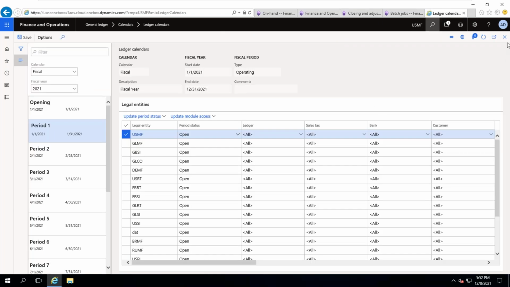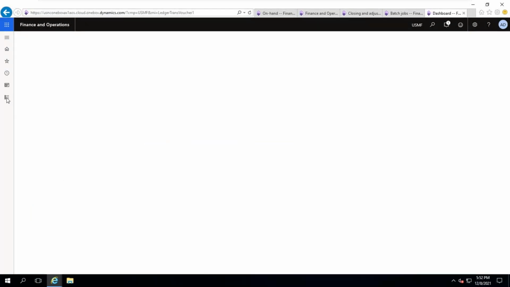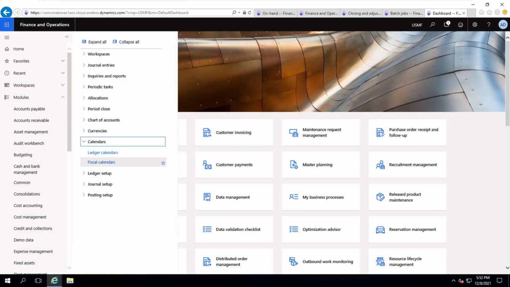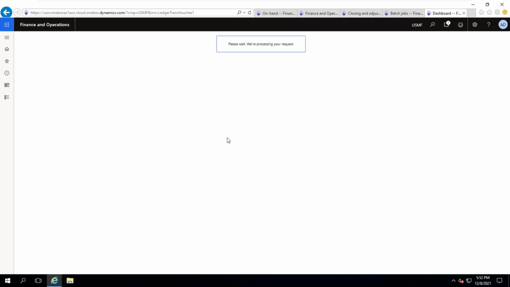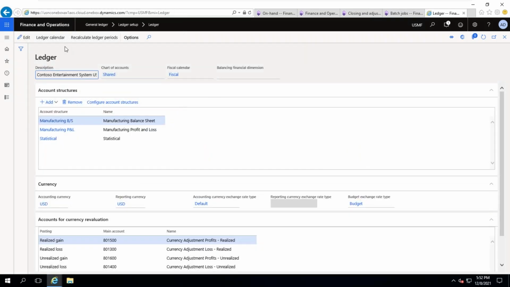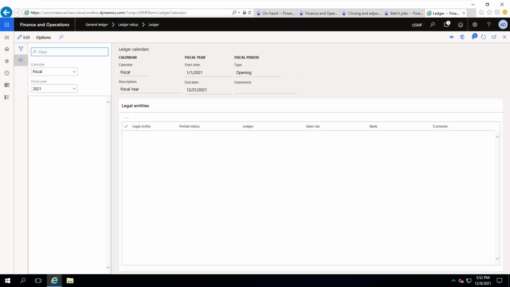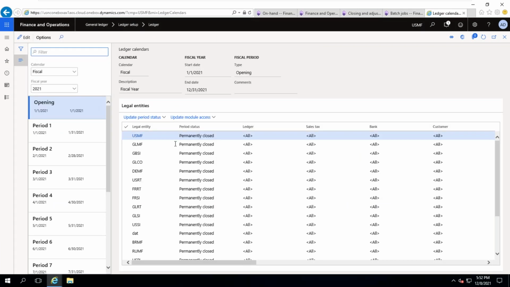So this one you can see from the same thing. You can see from the ledger form. Always I'm telling you, ledger, ledger, ledger. Most important screen. Let me show you from ledger, ledger setup, ledger. I told you, if you compare with a human being, it is the head of the human being. Now here you can click on ledger calendars. It will show you only for this company, USMF company. Here also it is showing all, no issues. So you can map whatever you want.